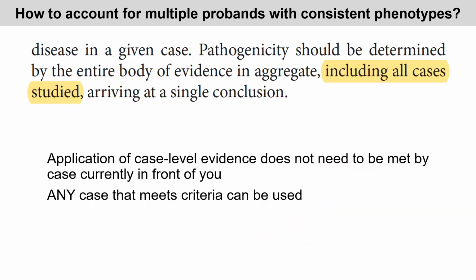One important consideration is that when you're looking at case-level data, you want to gather all of the evidence available and not limit it to the current case in front of you. So I have a screenshot here from the ACMG publication where they specifically addressed this and said that you should look at all cases. For example, if you want to apply the de novo criteria, it doesn't need to be met by the current case in front of you. If you've seen this variant before and it was de novo, or even in the publication it was de novo, you could apply the de novo criteria based on those other observations. It doesn't have to be limited to the current case in front of you.